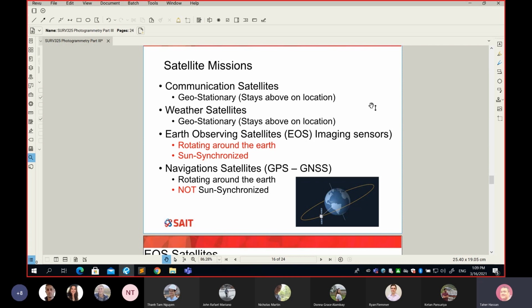The orbits of these satellites are sun synchronized, simply because they follow the sun, because we need to take a photo with enough lighting. While navigation satellites, GPS or GNSS, don't necessarily have to be sun synchronized. They have no business with the sun. They provide 24/7 coverage.